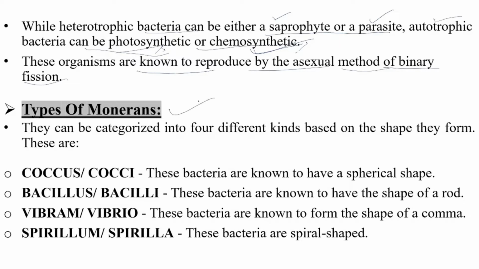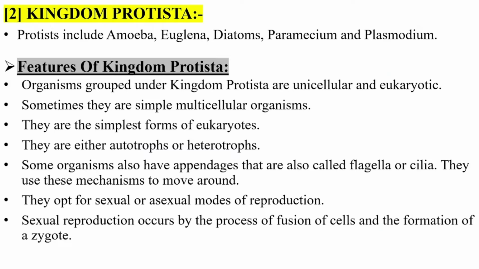Then types of monerans, categorized into 4 different kinds based on the shape they form. First one is coccus or cocci. These bacteria are known to have a spherical shape. Then comes bacillus or bacilli. These bacteria are rod-shaped. Then vibrio, the shape of a comma. The bacteria are comma-shaped. Then comes spirillum or spirilla. The bacteria are spiral-shaped. So these are the types of monerans. Then the second kingdom is kingdom Protista.